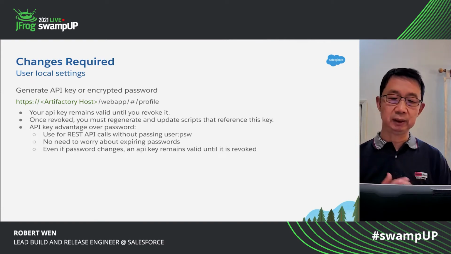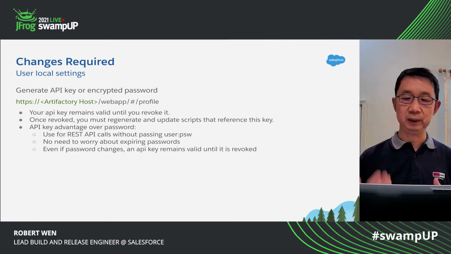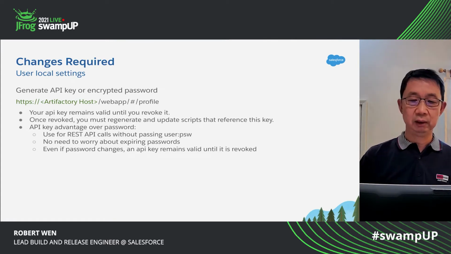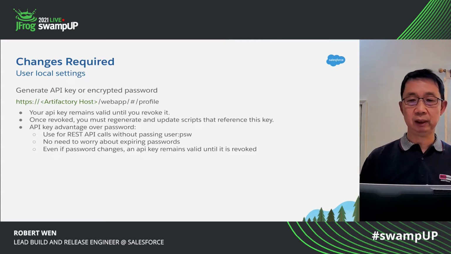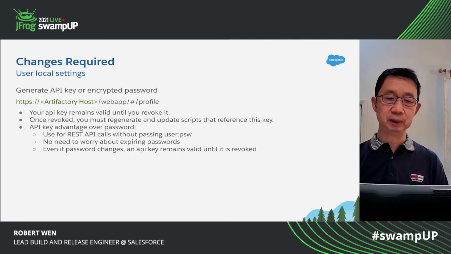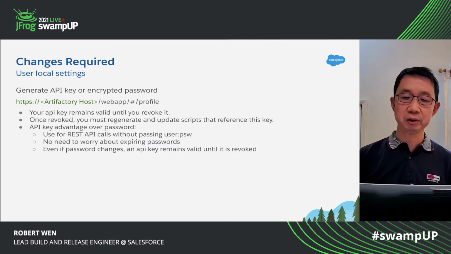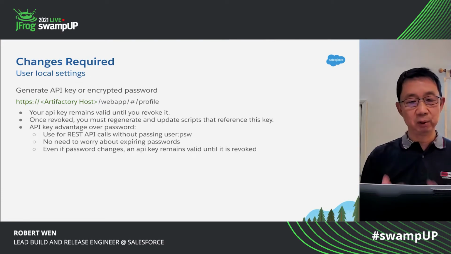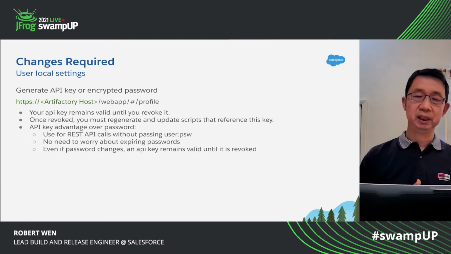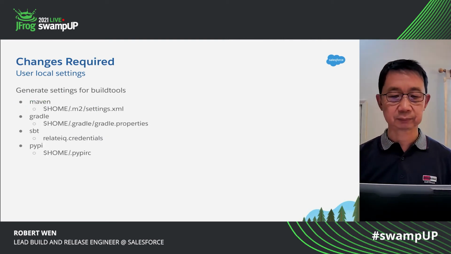So why is this an advantage? In many organizations, passwords need to be rotated. For us, Artifactory integrates with LDAP, and we have an LDAP password rotation requirement. So once the password is changed, obviously your local settings will no longer work. So it's very important to use the API key in your local settings.